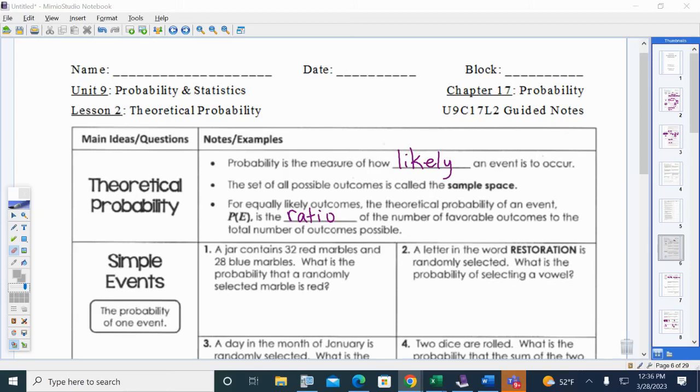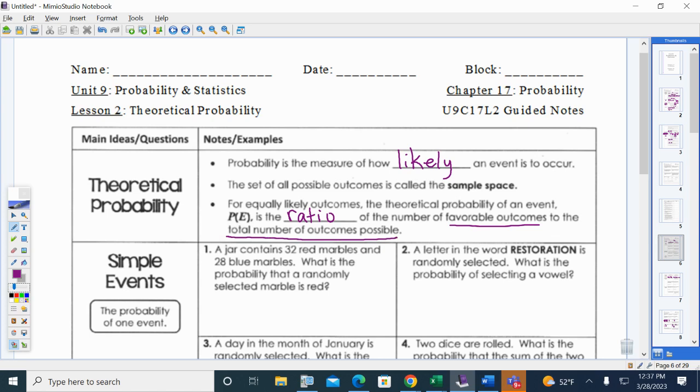This video is on Chapter 17, Lesson number 2 on theoretical probability. For theoretical probability, it says here that probability is the measure of how likely an event is to occur. The set of all possible outcomes is called the sample space. For equally likely outcomes, the theoretical probability of an event, P of E, is the ratio or fraction of the number of favorable outcomes to the total number of outcomes possible.